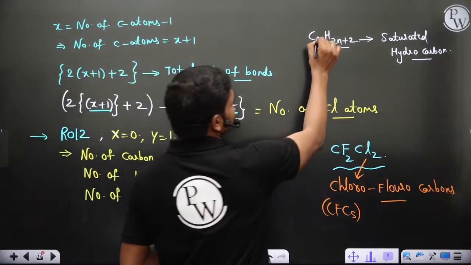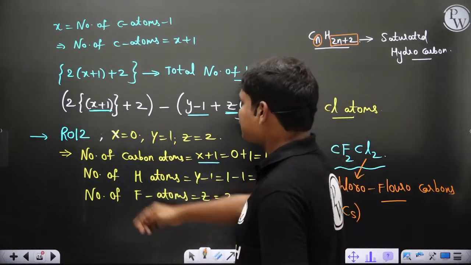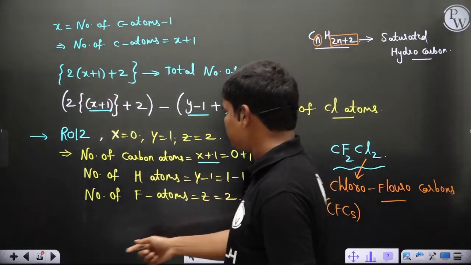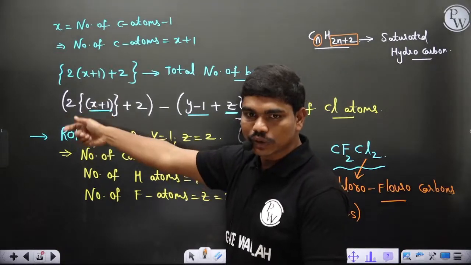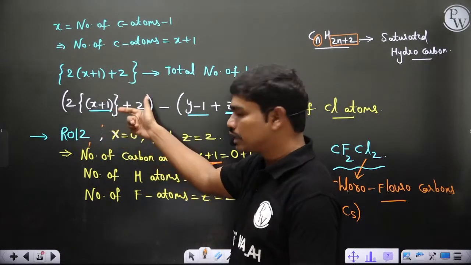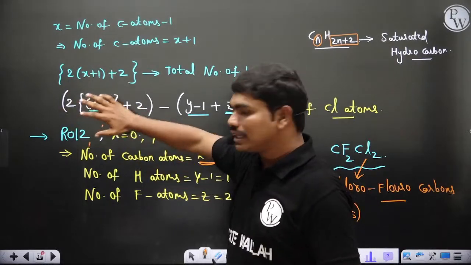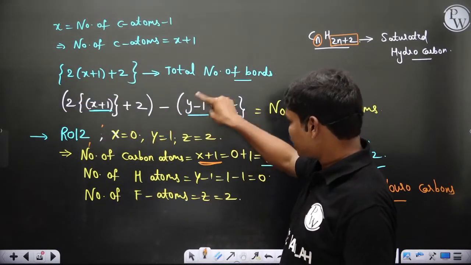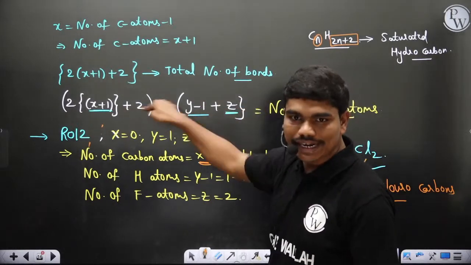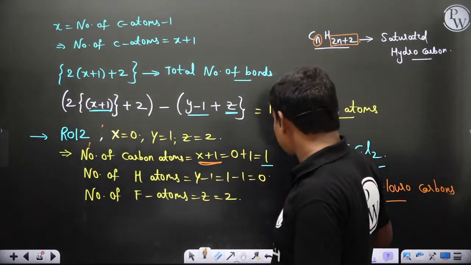Normally if there are n carbon atoms, it should have 2n plus 2 bonds in the saturated state. So if there are x plus 1 carbon atoms, then 2 times (x plus 1) plus 2 is the total number of bonds that should be there. If there are these many bonds, then there should be those many elements connected to carbons. These are the summation of hydrogen plus fluorine atoms. Any difference between these two should be the balance, the chlorine atoms. That's how we calculate the chemical formula.